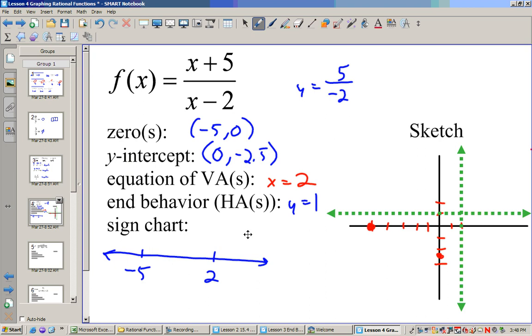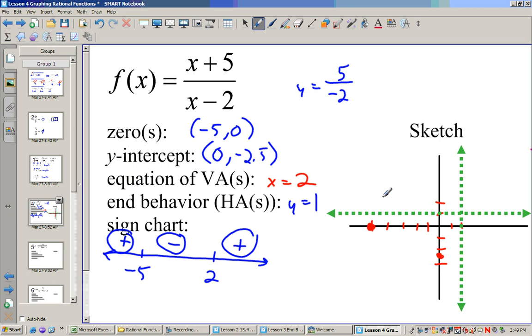If I pick some value way off to the right, let's say 10. 10 plus 5 is positive, over 10 minus 2 is positive, so positive over positive will give us a positive result. Anything in between here, let's plug in 0, because we've already done that. When we plugged in 0, we got a negative 2.5. So that means everything between negative 5 and 2 will produce a negative answer. Now everything to the left of negative 5, let's say negative 10. Negative 10 plus 5 will be negative over negative 10 minus 2, which will also be negative. So negative over negative will again be positive.